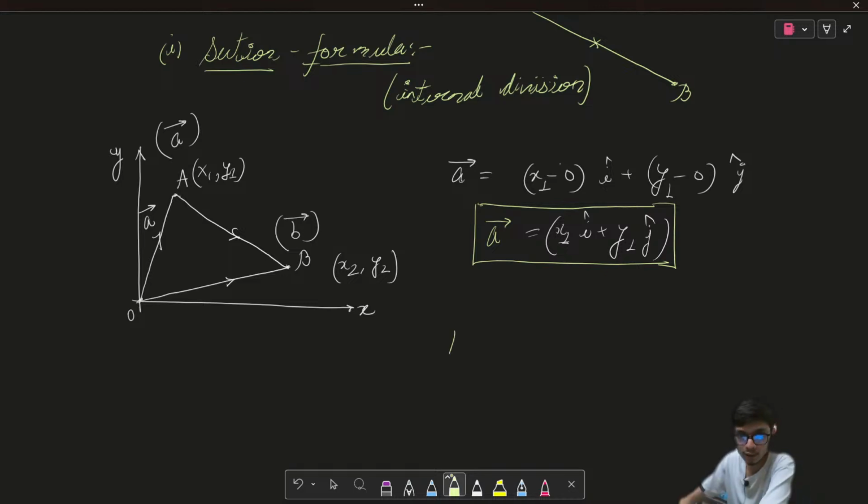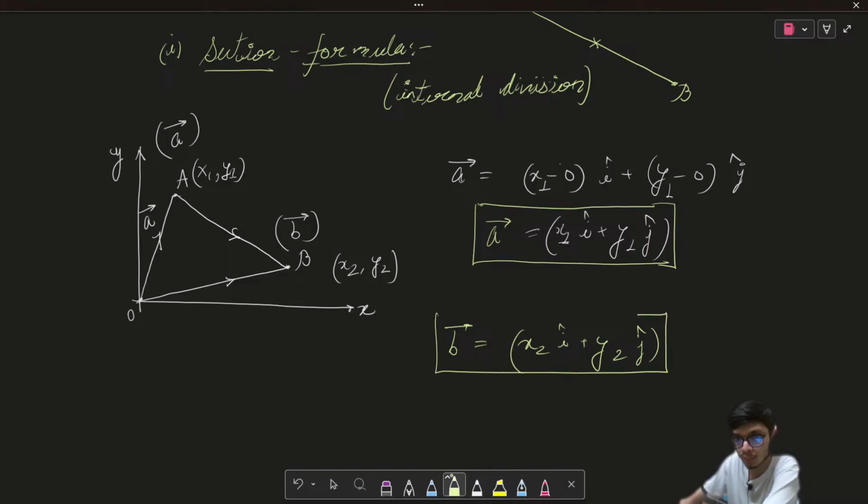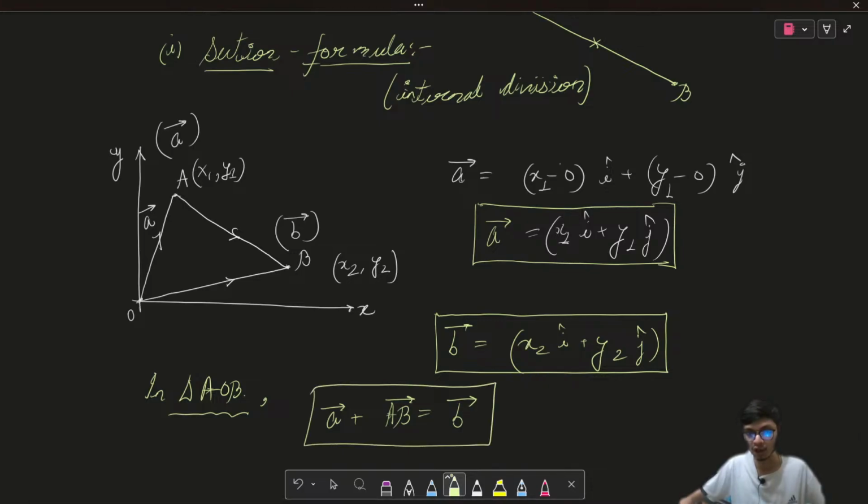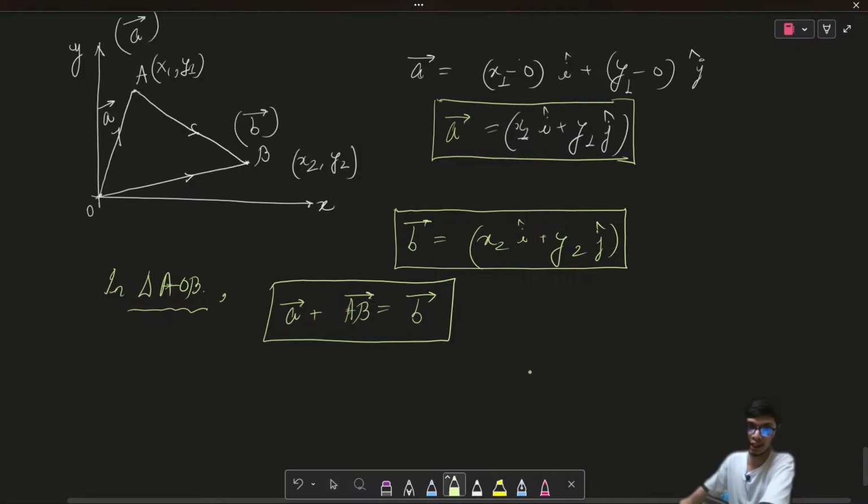Similarly, I can also obtain my position vector B as x2 i cap plus y2 j cap, right? So I have obtained the position vector A and the position vector B, right? Now if I ask you another question, if you consider this particular triangle AOB, and apply the triangle law of vector addition, what you will obtain is that A vector plus this AB vector will generate the result of B vector, right? This is from the triangle law of vector addition.